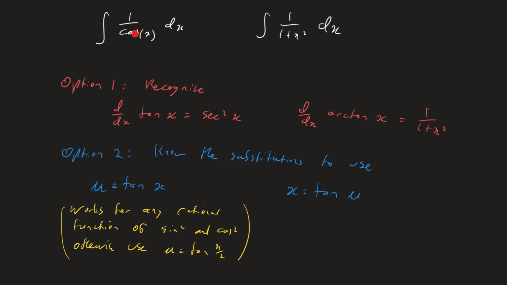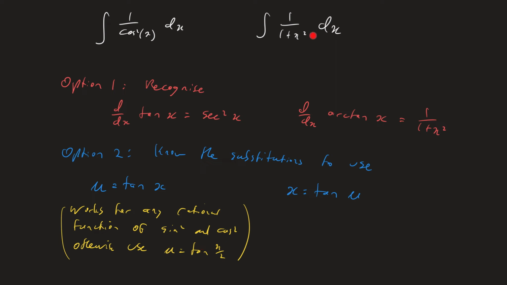If we had a rational function of sine x and cos x without the squared there, then the correct substitution to reduce to a rational function would be u equals tan of x on 2, and we'll explain why this works later in the video.